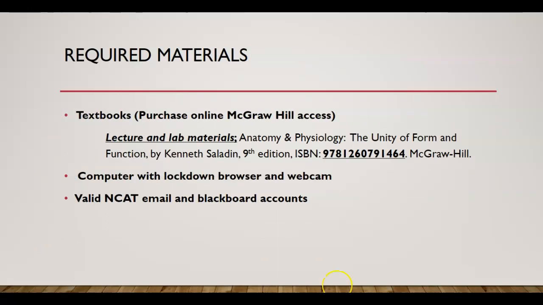Required materials. We'll use Anatomy and Physiology, the Unity of Form and Function by Kenneth Saladin, the 9th edition textbook. You can access this textbook by purchasing online access from McGraw-Hill. Both the lecture and the lab materials will be carried through the McGraw-Hill website. The ISBN number is listed here. Then make sure you have a computer with a lockdown browser downloaded and an effective webcam for taking exams. You will need a valid NCAT email and a Blackboard account to receive the information and communicate with other people.